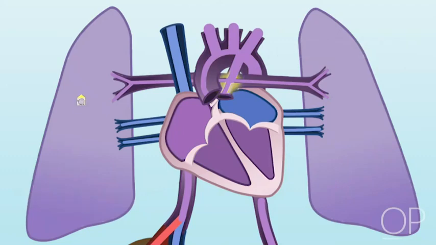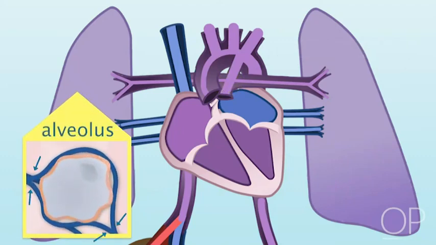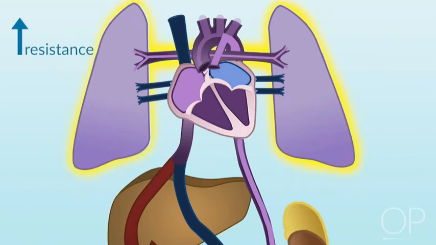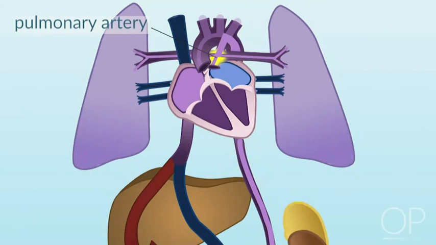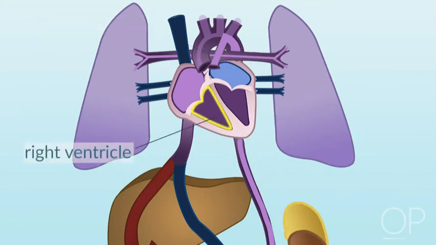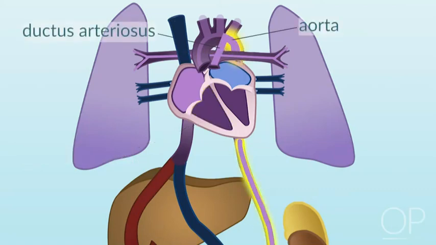Because the lungs are fluid-filled instead of air-filled, the vessels in the lungs are narrow, creating higher resistance to blood flow into the lungs. Due to this high resistance to blood flow in the pulmonary circulation and the low resistance to blood flow in the systemic circulation, blood pumped into the pulmonary artery by the right ventricle is more likely to flow into the ductus arteriosus and then into the aorta.